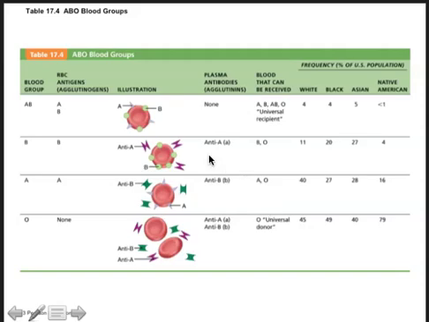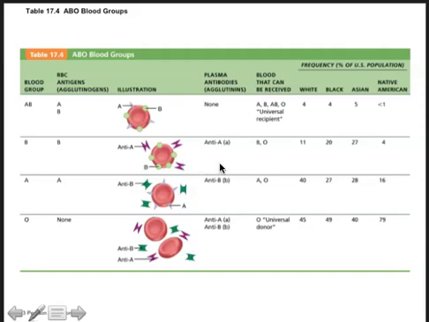Now, in a type B individual, what we have is the red blood cell B antigen on the surface of the red blood cells. We have the anti-A antibody in the plasma. Okay, and as a result, we can only receive blood from either a type B individual or a type O individual. If we receive blood from an A individual or an AB individual, what would happen? These anti-A antibodies would react with the incoming blood, and they would agglutinate it, and you could kill the patient.